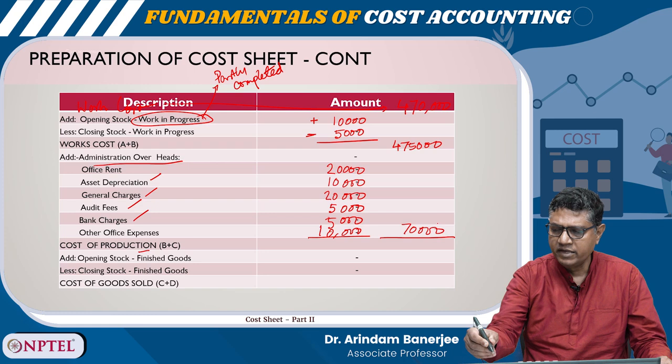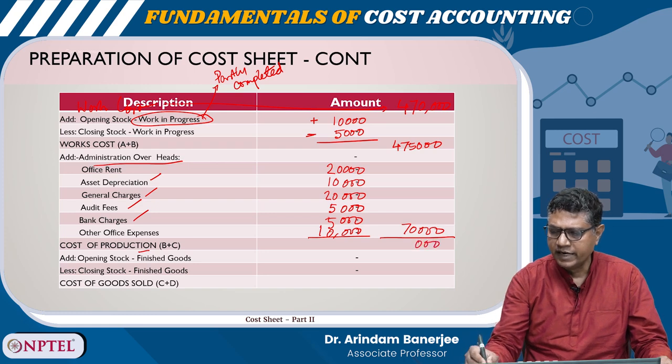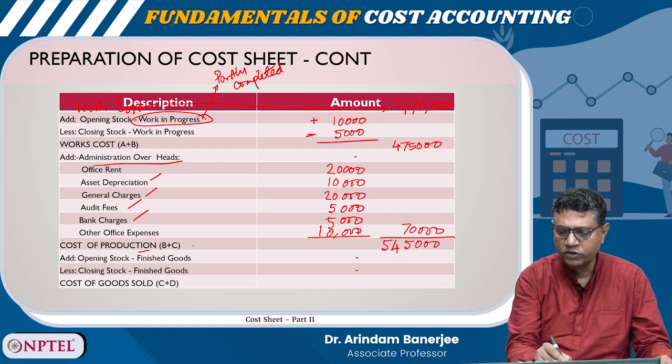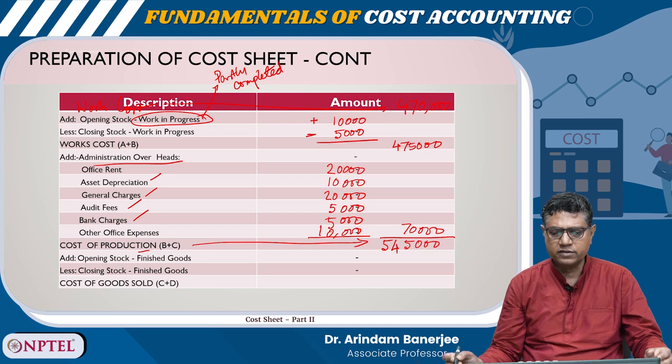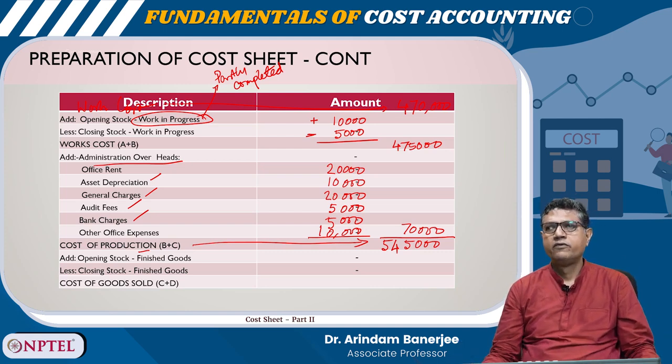If you add 70,000 here, you are getting 5,45,000. This is your cost of production.